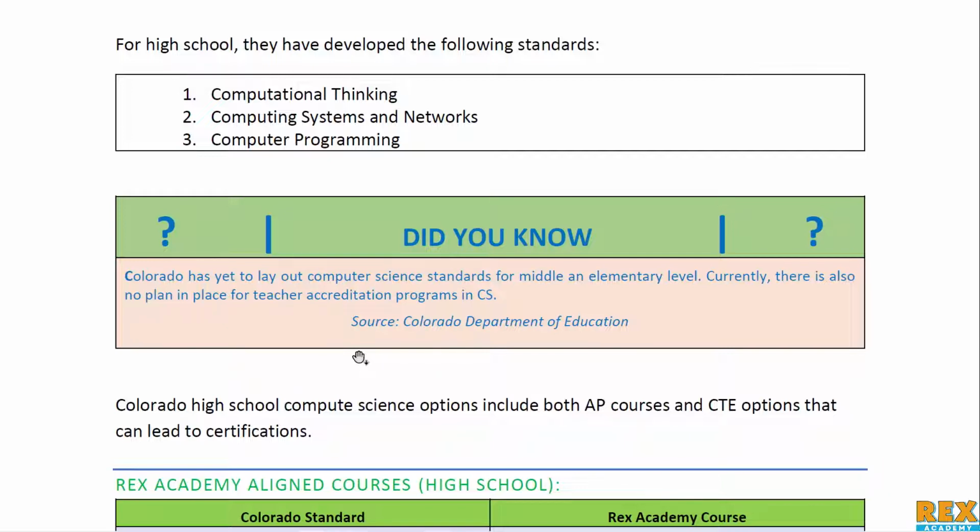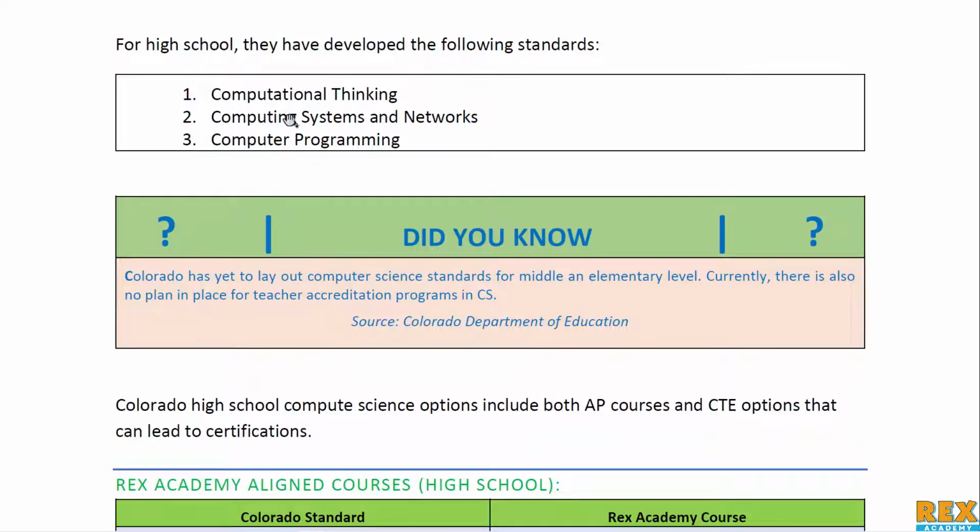So currently Colorado does not have a plan for what type of computer science they want to implement at the middle and elementary level. Also, they don't really have a plan on getting lots of teachers accredited in computer science. So they will have to deal with that part.